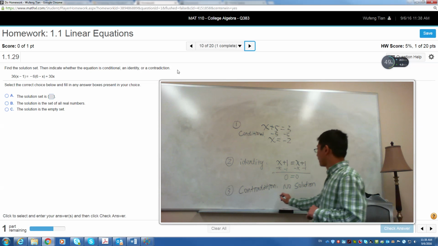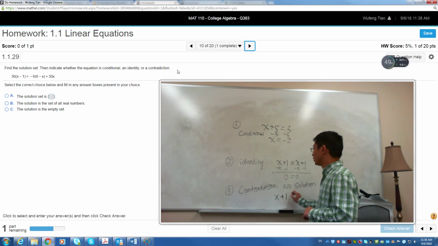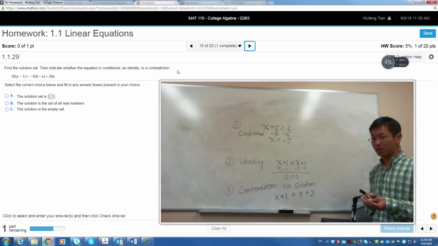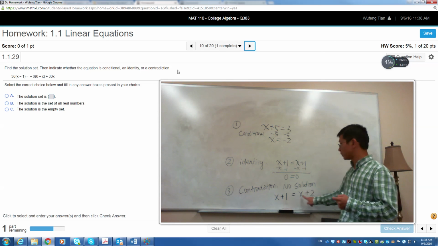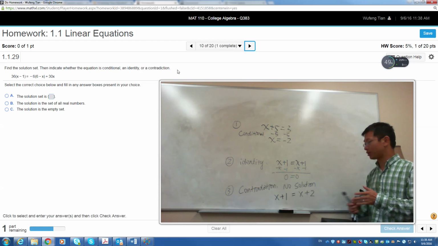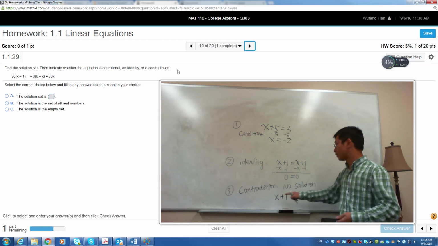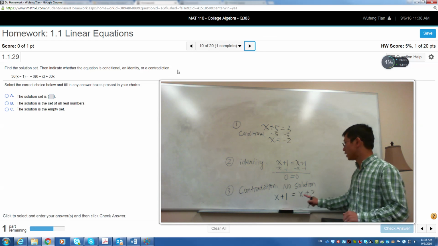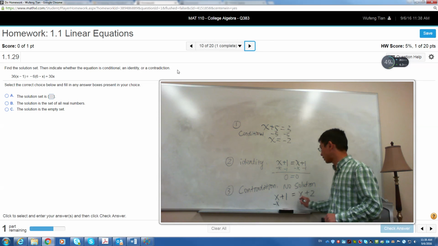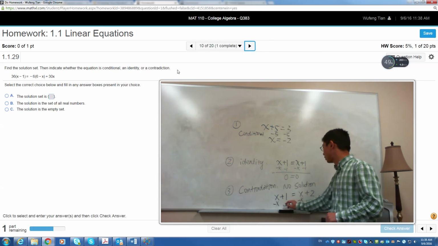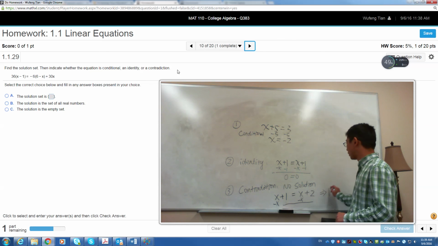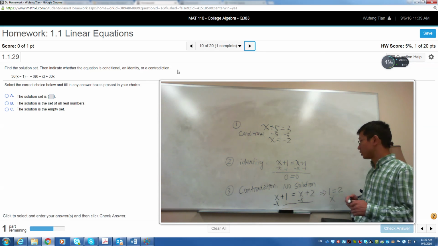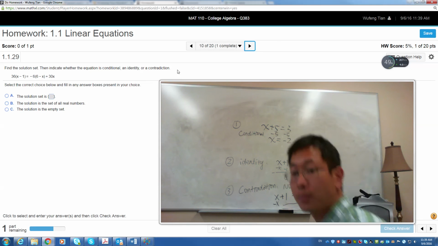For example, x plus 1 equals x plus 2. Do you see? x plus 1 equals x plus 2. Common sense tells you, well, that's not true. Because you put a number here plus 1, the same number plus 2, they're not equal for sure. If you subtract x here, you're going to have 1 equals 2. So eventually you're going to get 1 equals 2, and that's not right. So there's no solution. So this case is contradiction.